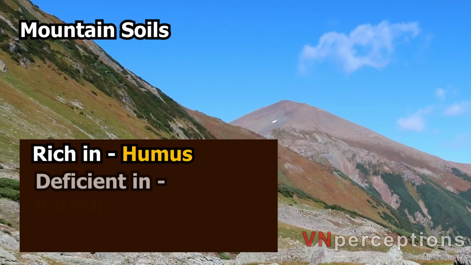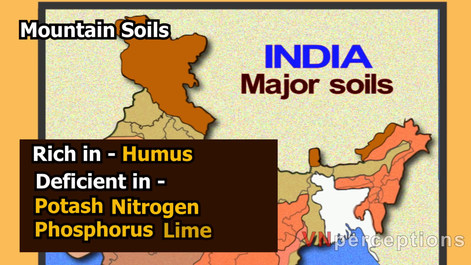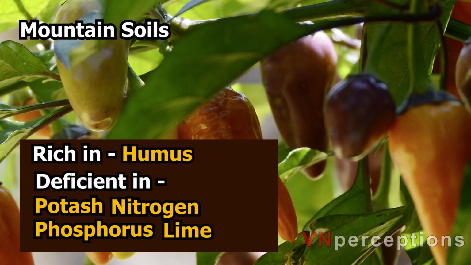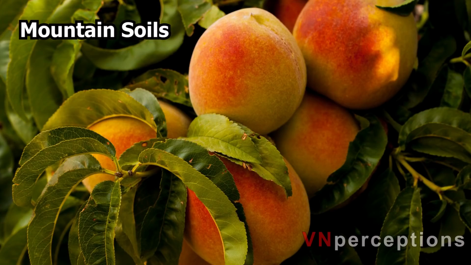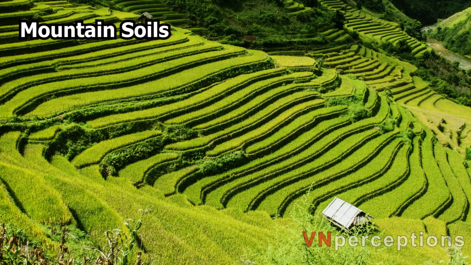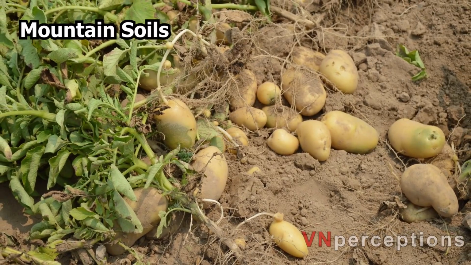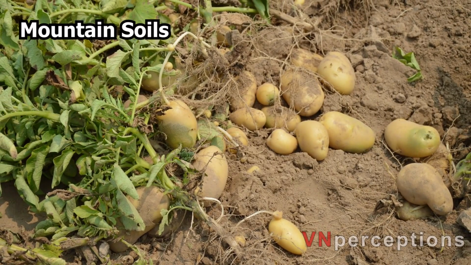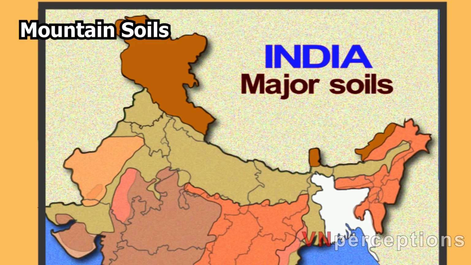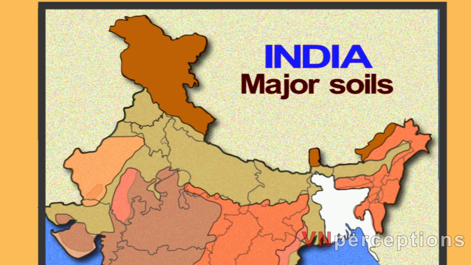The slopes are used for horticulture and plantation crops like tea, coffee, spices, apple, peach, etc. Rice and wheat are grown in valleys. Potatoes are grown in mostly all areas. These mountain soils are found in hilly regions of Jammu and Kashmir, Sikkim, Assam and Arunachal Pradesh.